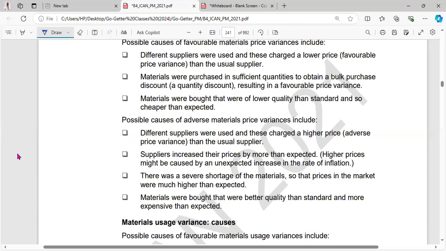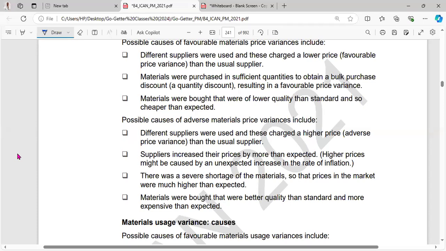Also, there will be severe shortage of material. Let's say fuel: when there's a shortage of fuel, the price of fuel will increase. Let's assume that fuel happens to be a material you use in your production. That will cause you to buy higher than the standard. It could also be that you are buying better quality than the standard. The standard you are using is a particular thing, and you see something better quality and say, oh, I like this quality. You have to pay higher.